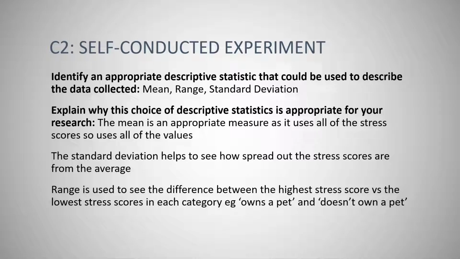Identify an appropriate descriptive statistic that could be used to describe the data collected. So for mine, it was the mean, range, and standard deviation. Explain why this choice of descriptive statistic is appropriate for your research. The mean is an appropriate measure as it uses all of the stress scores, so all of the values are used. So this means that it's wholly representative of the entire data set. The standard deviation helps to see how spread out the stress scores are from the average. The range is used to see the difference between the highest stress score versus the lowest stress score in each category. So for example, owns a pet and doesn't own a pet.